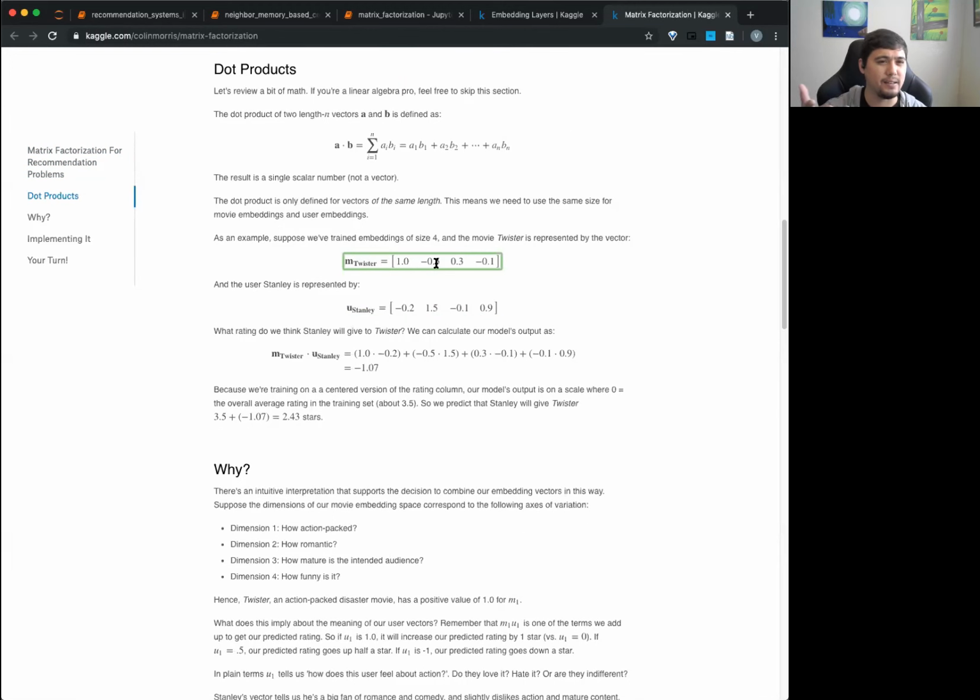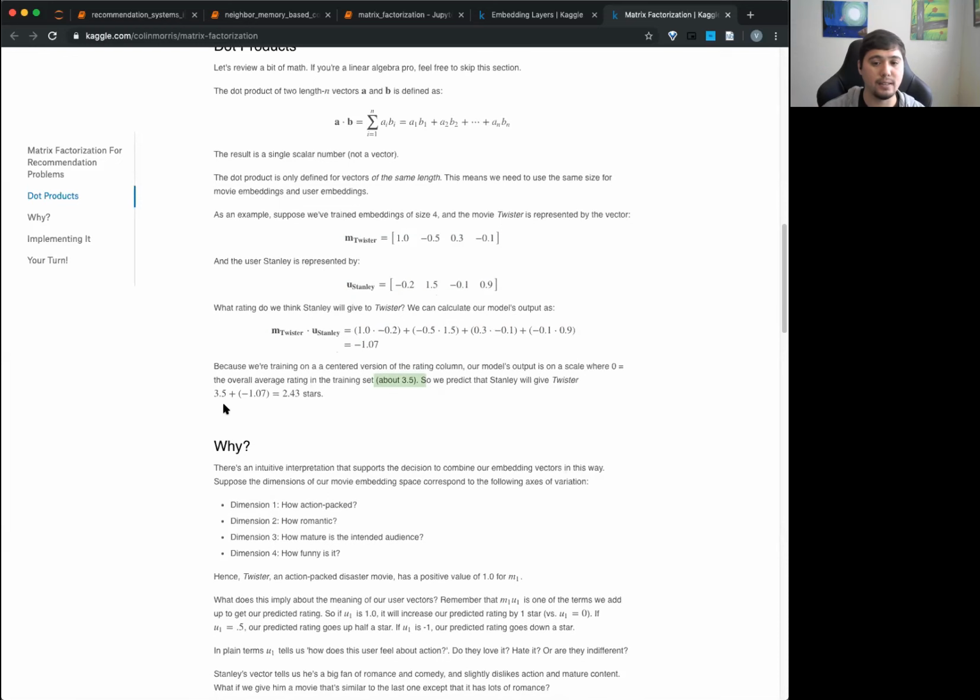So there are some latent properties of this movie, and this is how much the user Stanley likes those latent properties. If you do a dot product here, this is telling you the predicted rating. Note that in this case it is scaled, so you have to rescale it with 3.5 from what the actual value is. So it ends up predicting 2.43. So this is the way you can predict it. Cool, this is what we learned.